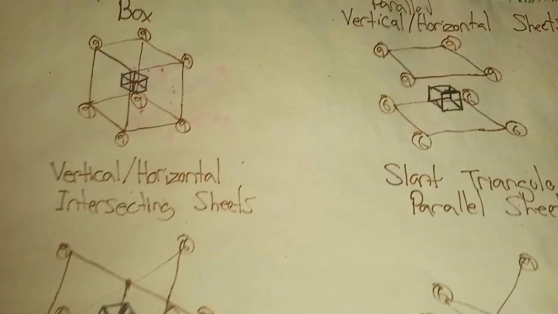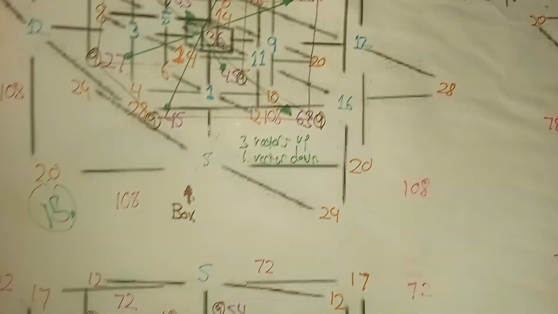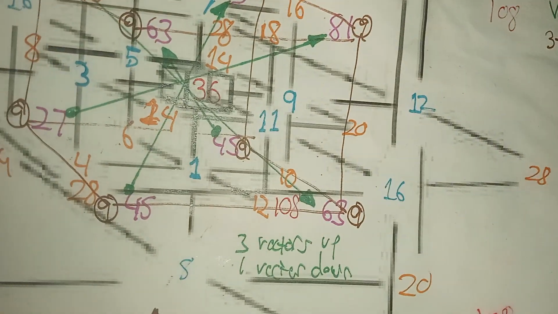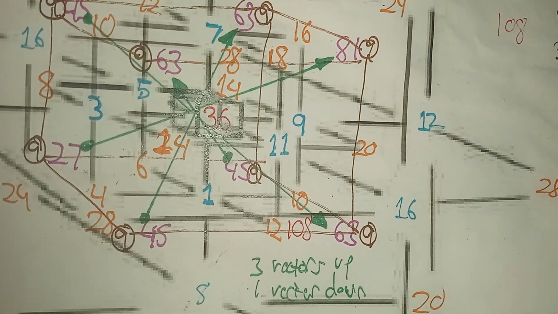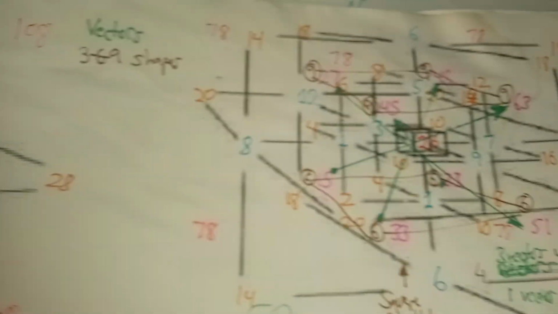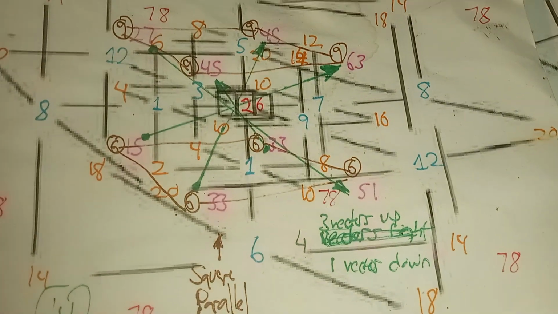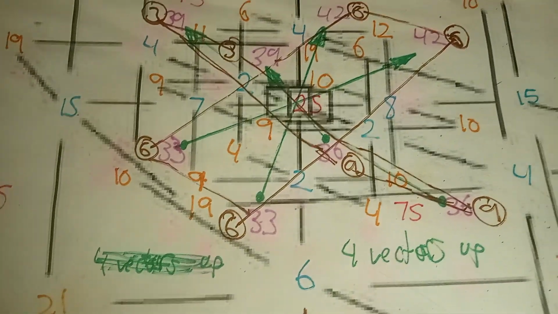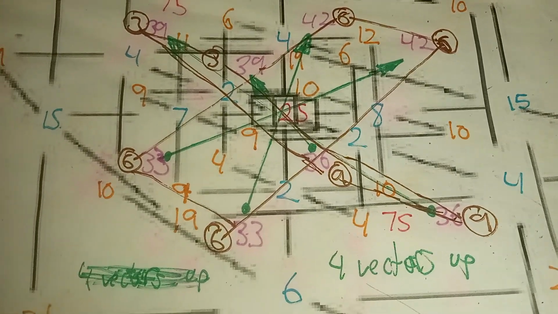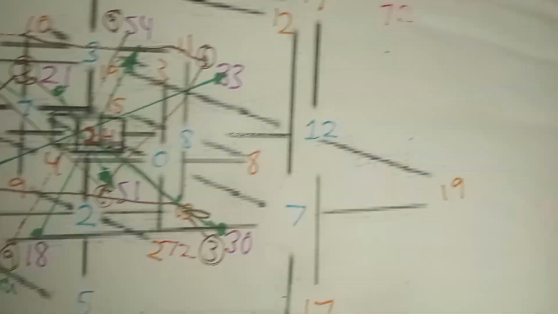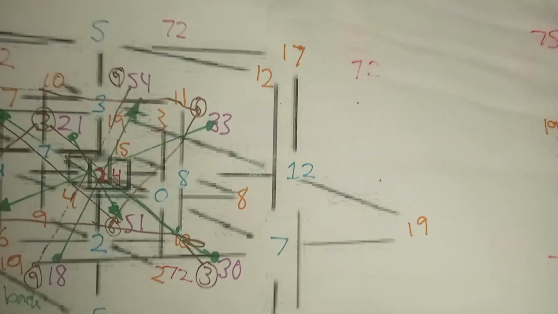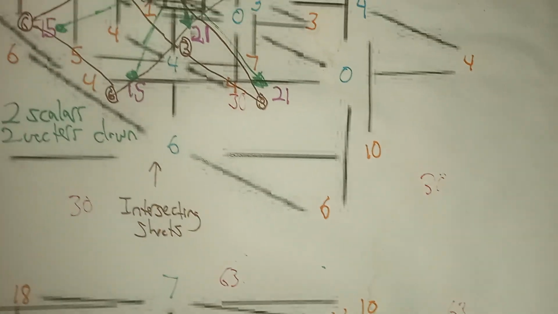The point I'm trying to make is, these are my other studies of these vector systems. I call this one 3 vectors up, 1 vector down. For this sheet, intersecting sheets, it's 4 vectors up and 4 vectors back. These are some other studies I've done on these things.